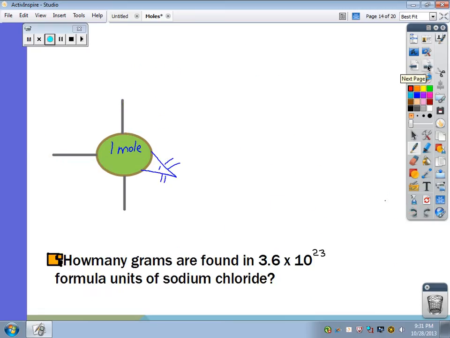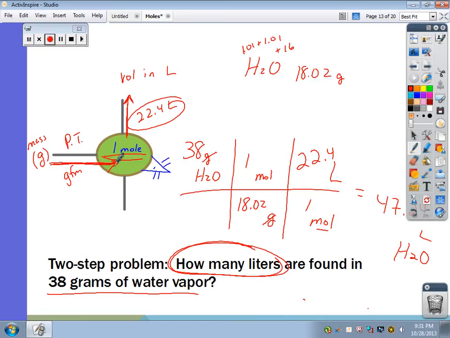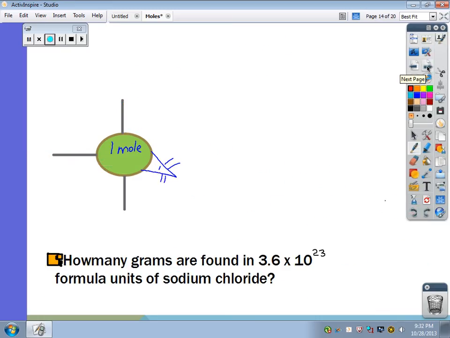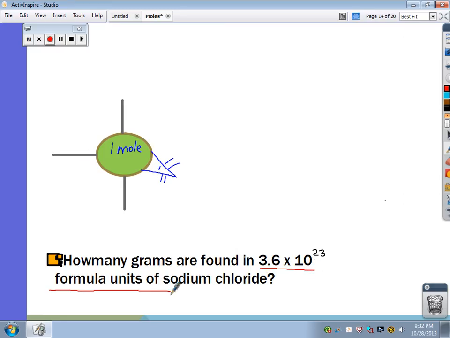That's called two steps because I did 2 steps. Let's do another one. Here I have 3.6 times 10 to the 23rd formula units of sodium chloride. That means I'm down here. If I circle how many grams, there should be a line there, I'm going to go over here, aren't I? So what are my two steps? My first step is to change formula units to moles, and my second step is to change moles to grams.